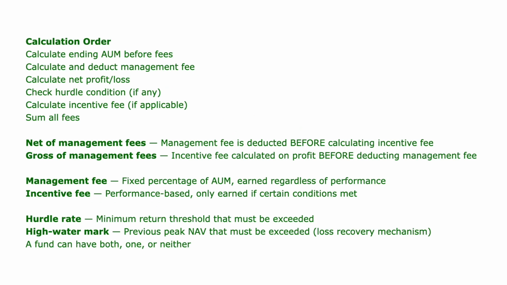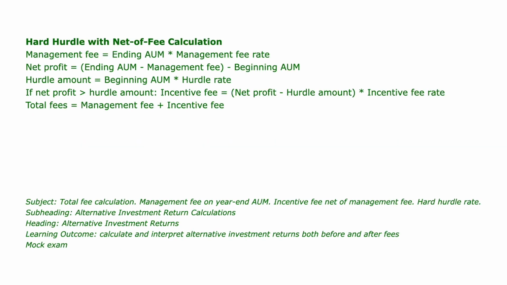Net of management fees means the management fee is deducted before the incentive fee calculation. Critical sequence: ending AUM, deduct management fee, calculate net profit, apply hurdle, calculate incentive. Hard hurdle means incentive fees apply only to profits above the hurdle threshold, not to all profits once exceeded. Net of fees calculation order and the hard hurdle restriction ensure total fees are $4.74 million. Answer A.